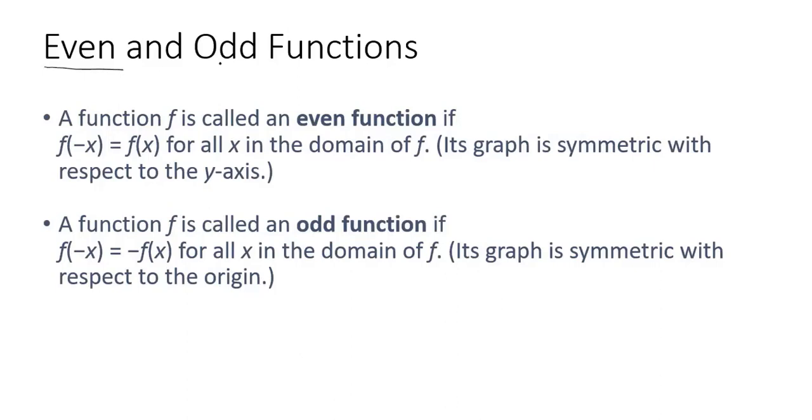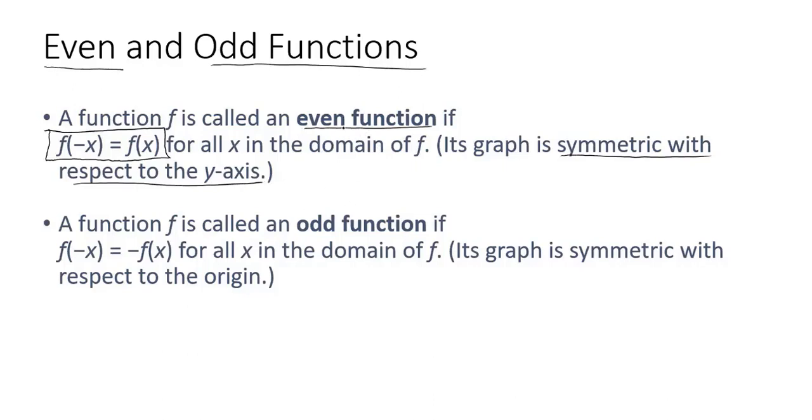A function f is called an even function if f of minus x equals f of x for all x in the domain. Its graph is symmetric with respect to the y-axis. So if the graph is symmetric with respect to the y-axis, the function is also called an even function. This is another fact you want to include in your summary sheet. This is how you can confirm if the function is even, if it's symmetric with respect to the y-axis.